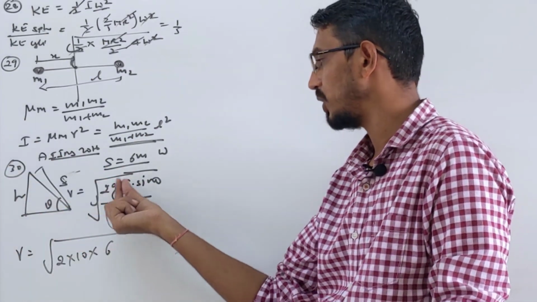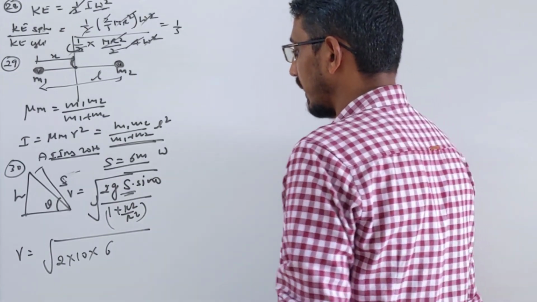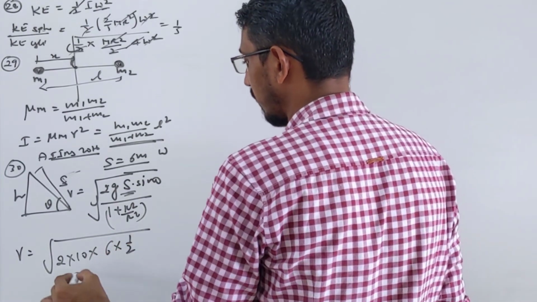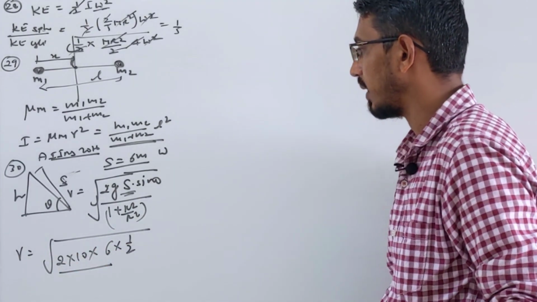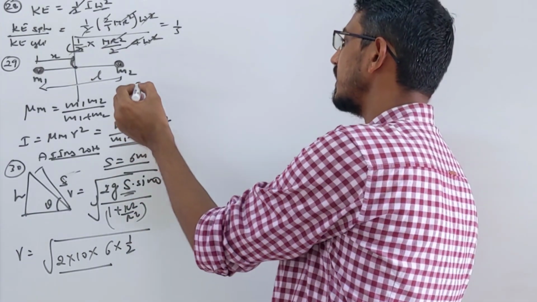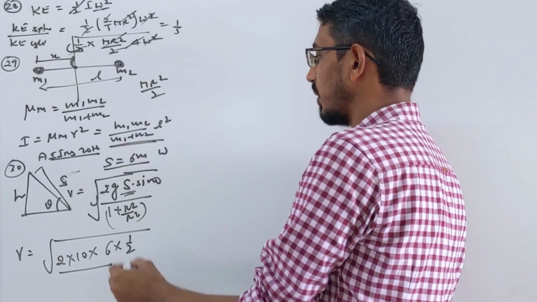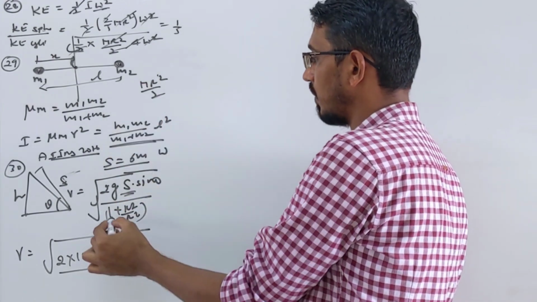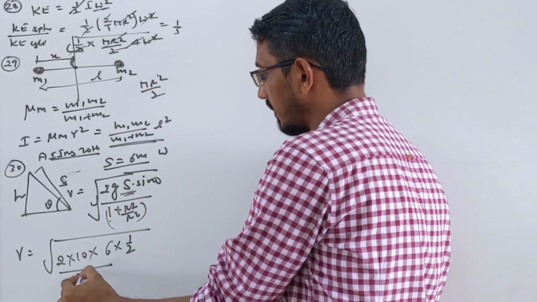Vertical means root 2gh by that thing. Sin theta means sin 30 by 2 divided by 1 plus k square, and this object is what? Solid cylinder. For a solid cylinder, inertia is what? MR square by 2. So your k square becomes R square by 2, means this formula becomes 1 plus 1 by 2, simply 3 by 2.